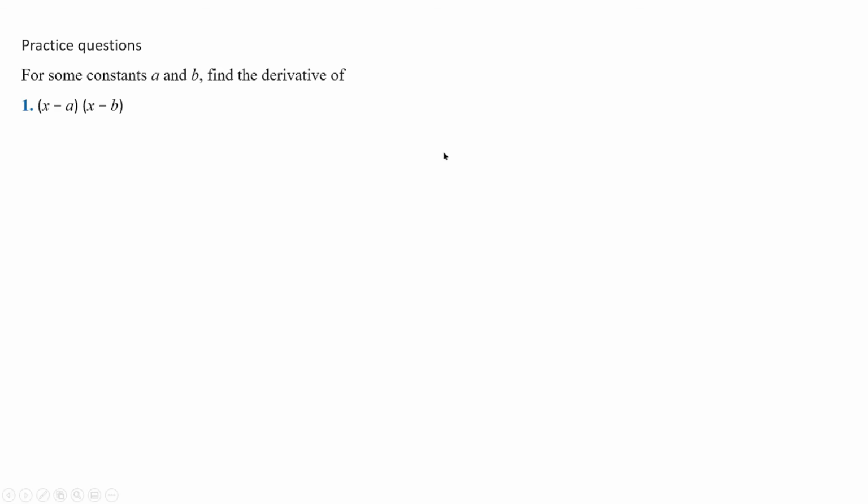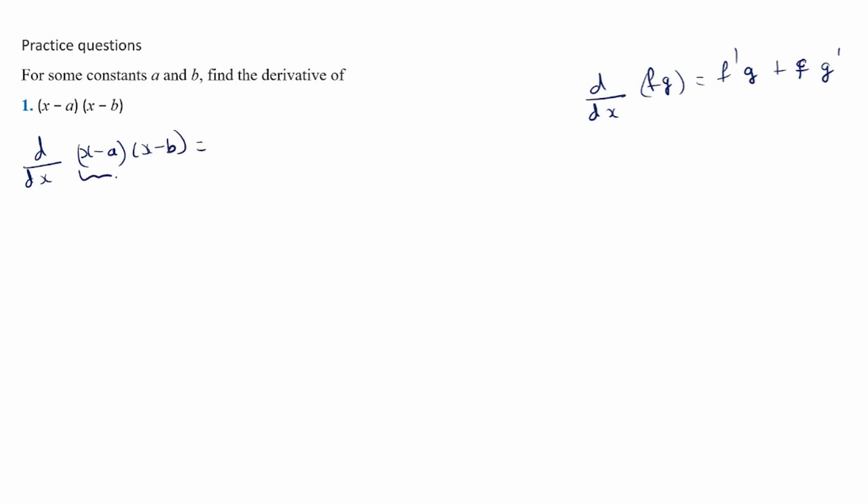Now these are some additional questions for practice where we have to use the algebra of derivatives of functions and chain rule to find these derivatives. For some constants a and b, find the derivative of, first one, x minus a into x minus b. Now we have seen the product rule, d by dx of f into g is equal to f dash g plus f g dash. So using this, let us find d by dx of x minus a into x minus b.